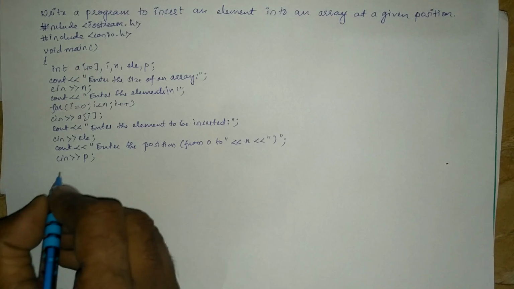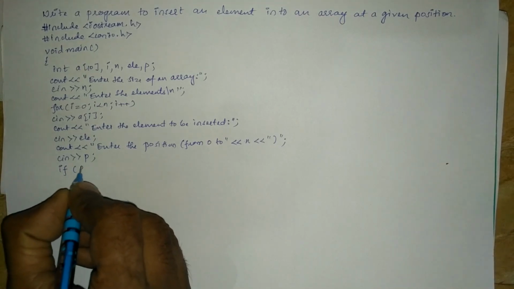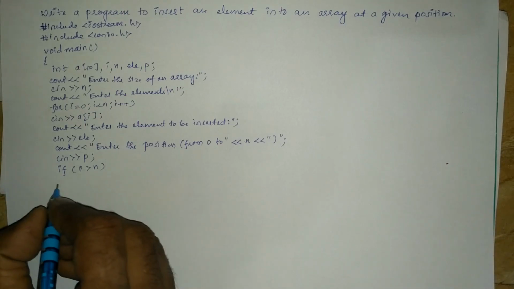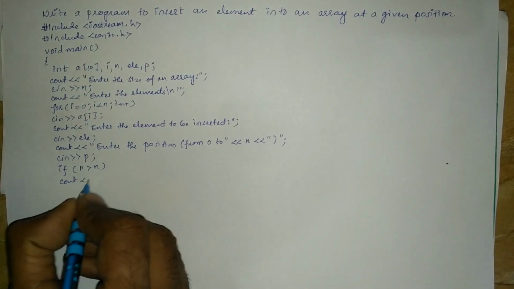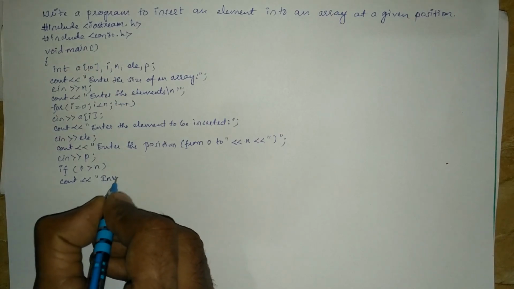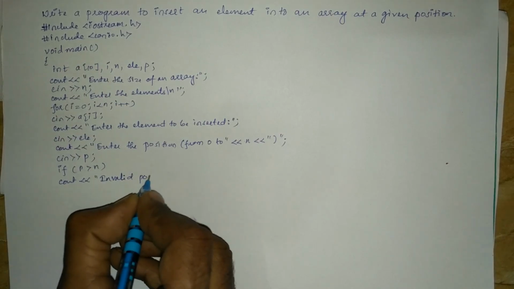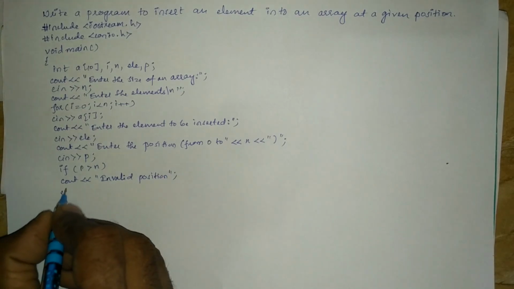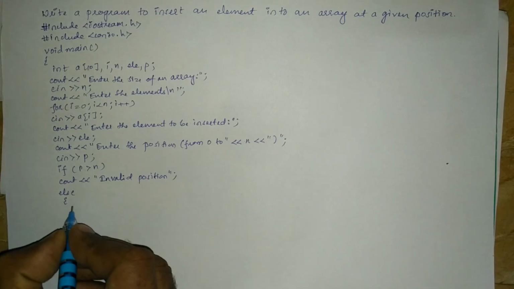Now let us check out the condition. If position is greater than n, then it should display invalid position. So here I'll write cout, stream insertion operator, in double quotation marks I'll write "invalid position". If it is not, then the else part has to get executed.